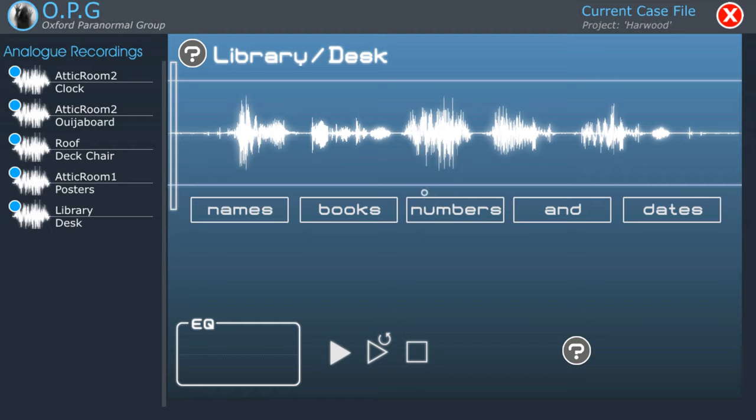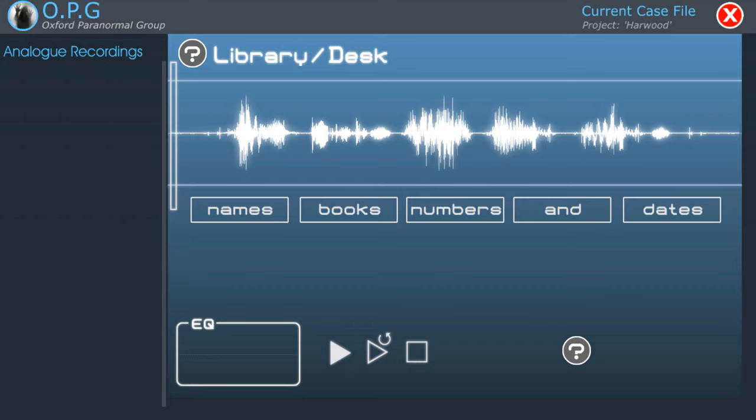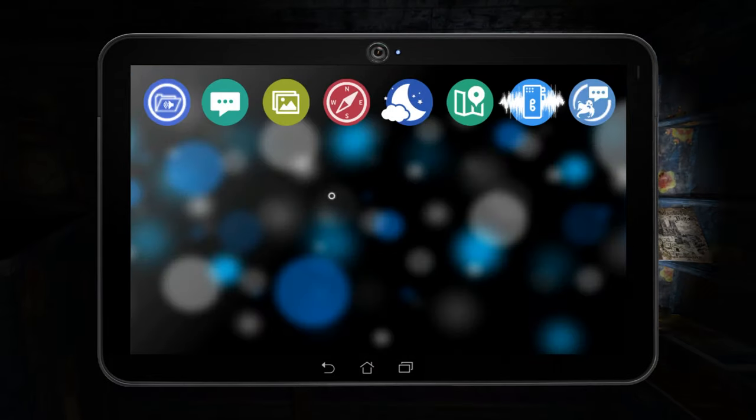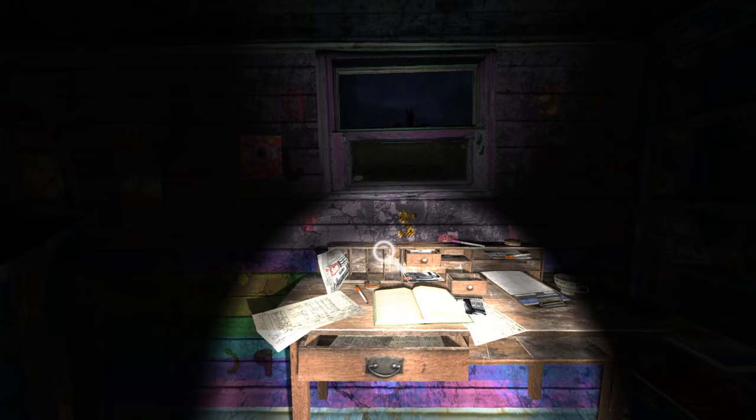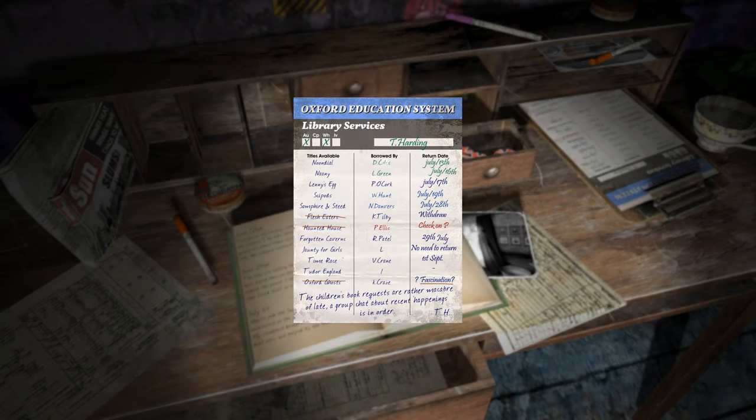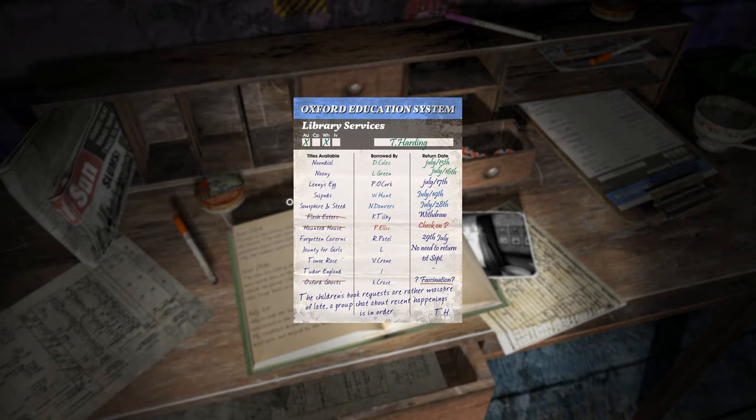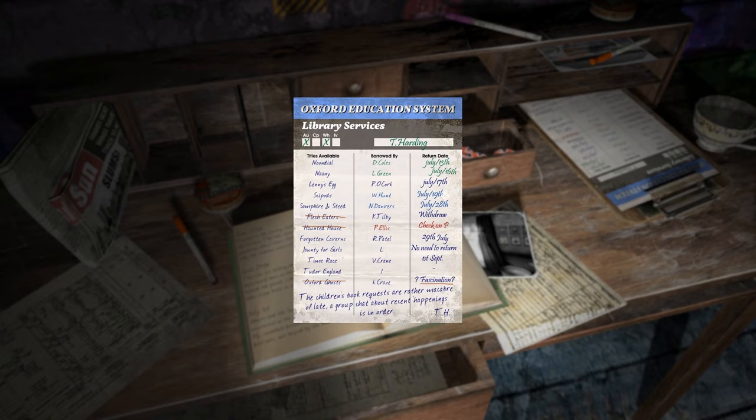Names, books, numbers, and dates. I'm not sure what the numbers are if they're not the dates.